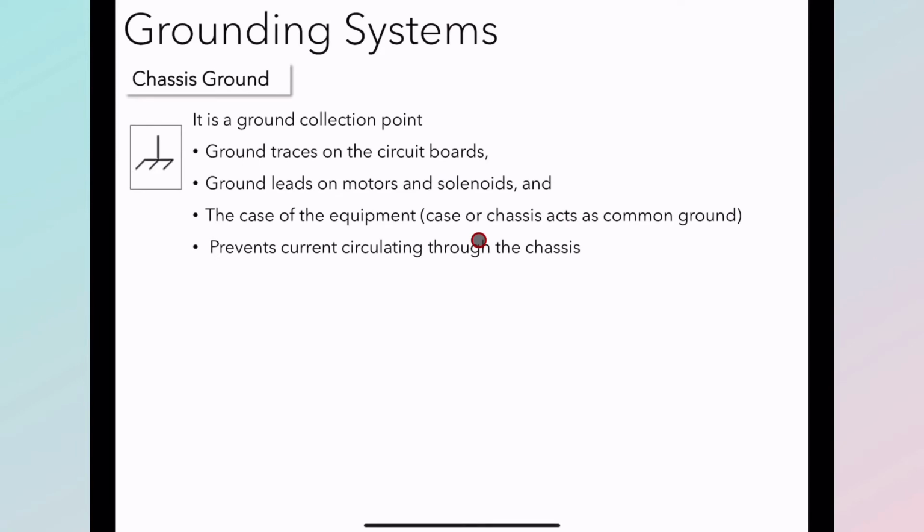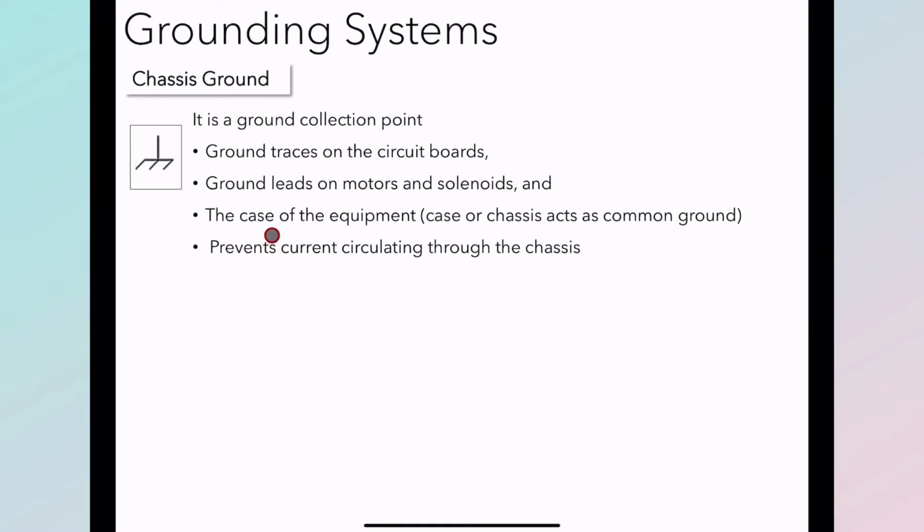Okay, chassis ground is a ground collection point, which means that several components which need to be grounded have their connections connected at the chassis, and then it follows the flow of the ground circuit. So these are the ground traces on the circuit boards, and these are the ground leads on the motors and solenoids, meaning the wires which are coming out of the motors and solenoids.